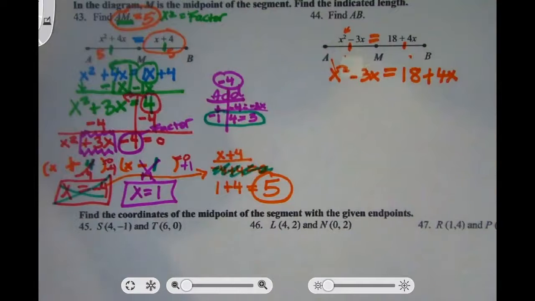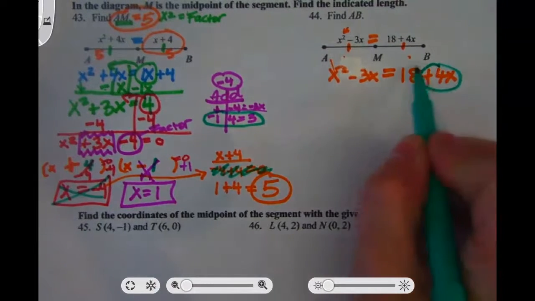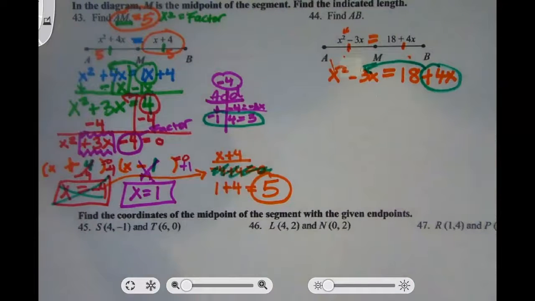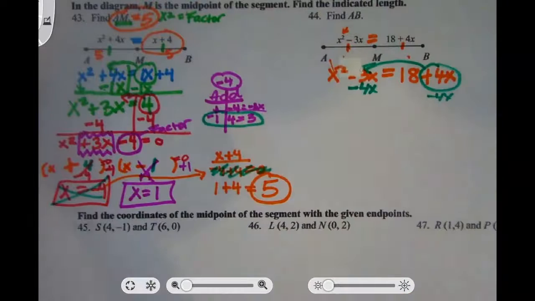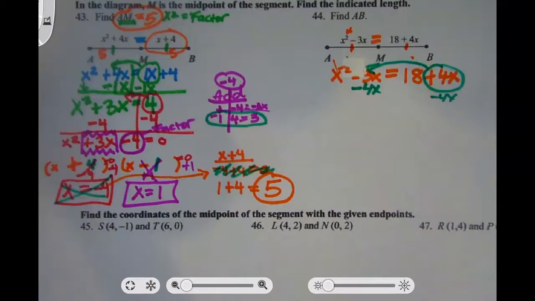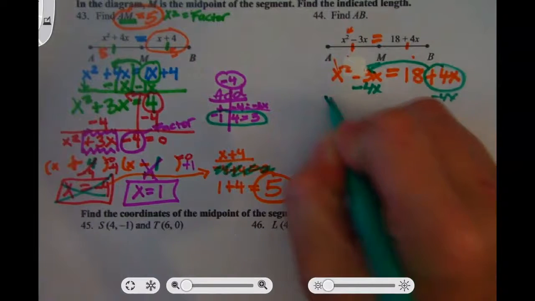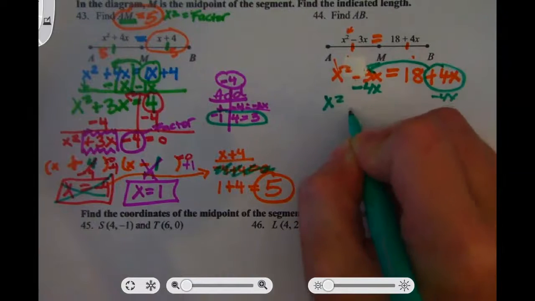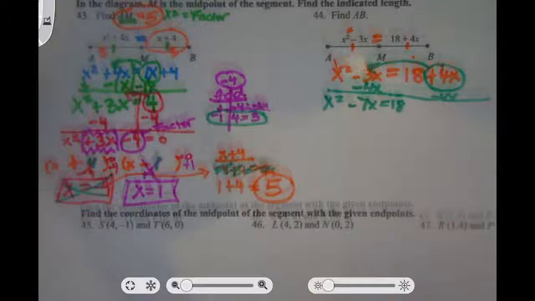I automatically have to take everything to the other side. So it doesn't matter in what order you take them. I like to take my x term first. That's a plus 4x, and we always add or subtract and line them up. So I'm going to do minus 4x, minus 4x. And then remember, when I end up adding these together, I still have my x squared, and then negative 3 and negative 4 equals negative 7x, and then equals 18. So I'm still left with all that.